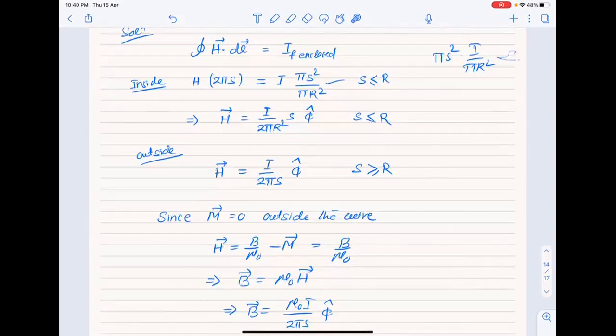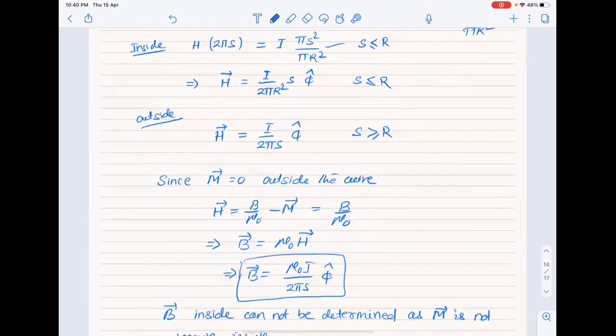Now, what about inside? Inside, we don't have any idea about M, so we cannot calculate the B inside. Okay, so we can only know the B outside. So next we go to the boundary conditions in H. Now that's very easy to see. You have already done similar analysis in case of electrostatics, as well as in case of the magnetic field B and the potential A.